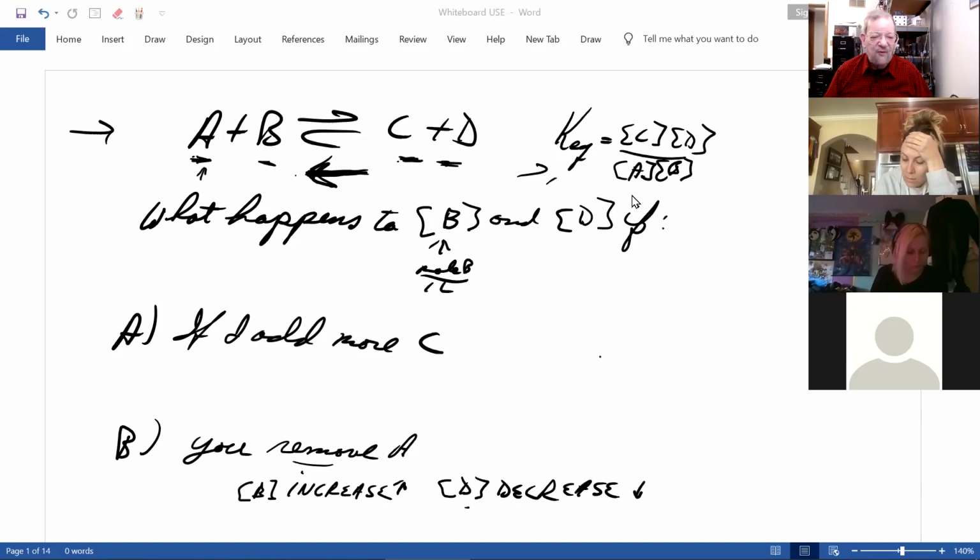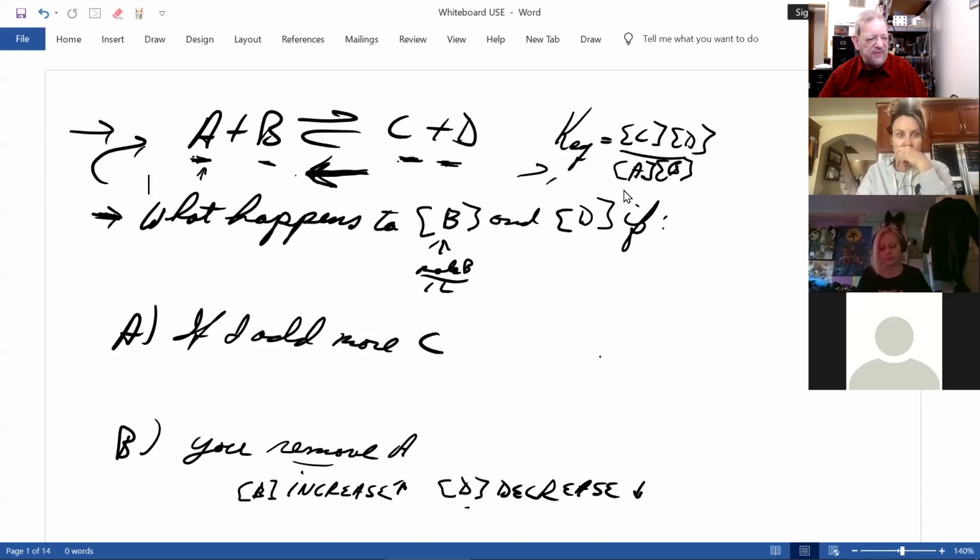Yes, I'm talking about the equilibrium A plus B goes to C plus D. It's this question right here for this equilibrium, but now I have a new part A. What happens to the concentration of B and D if I add more C? If you give up, throw your hands up and say, I give up. No.